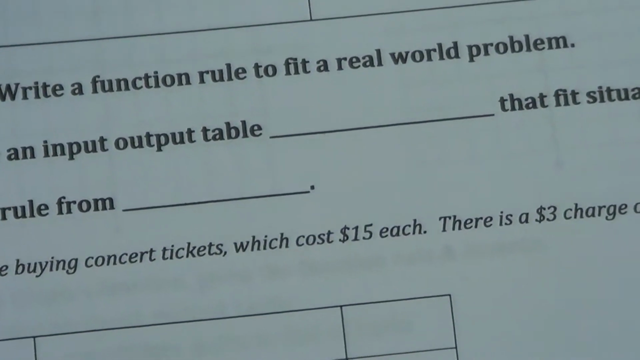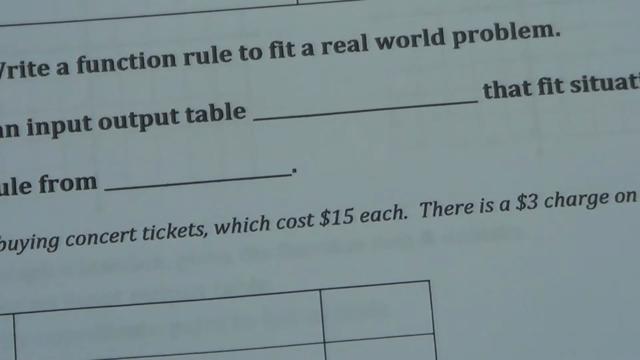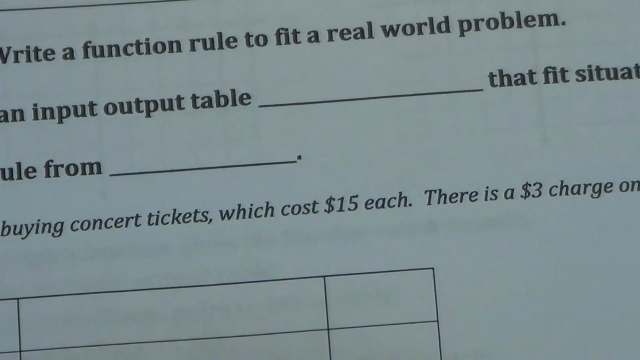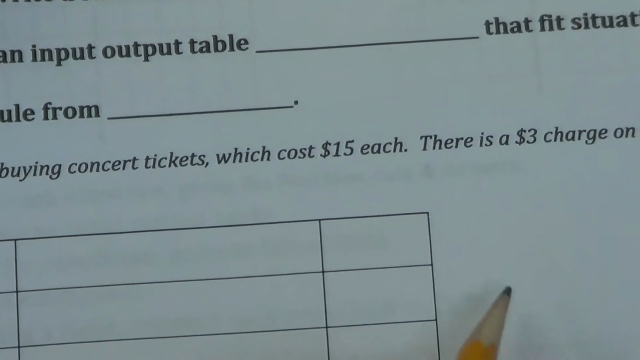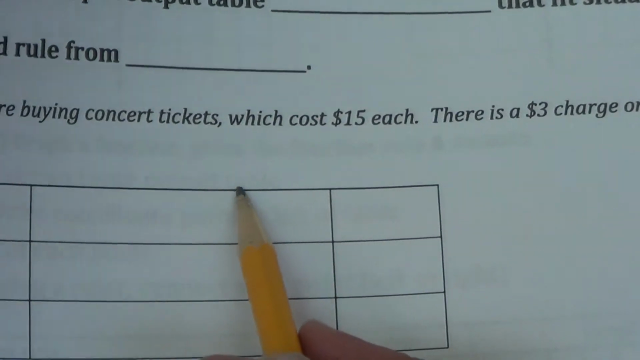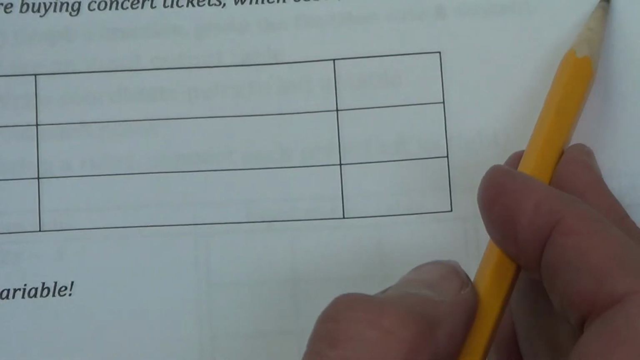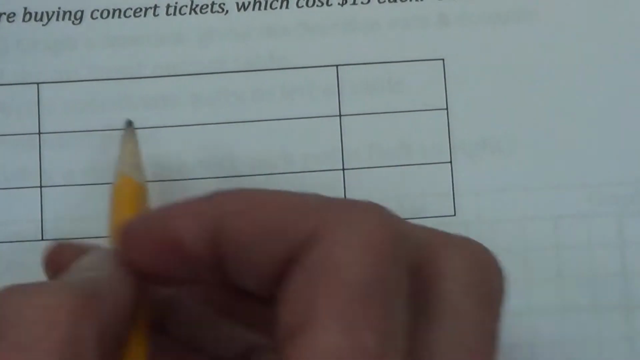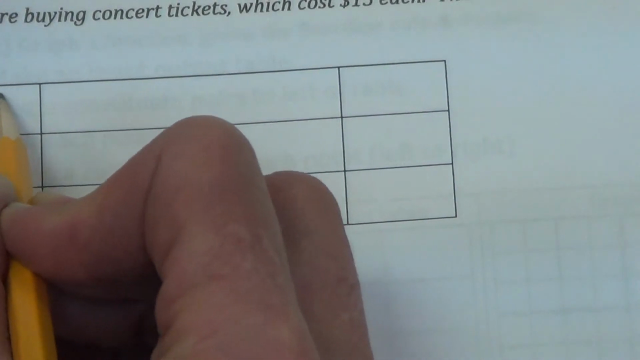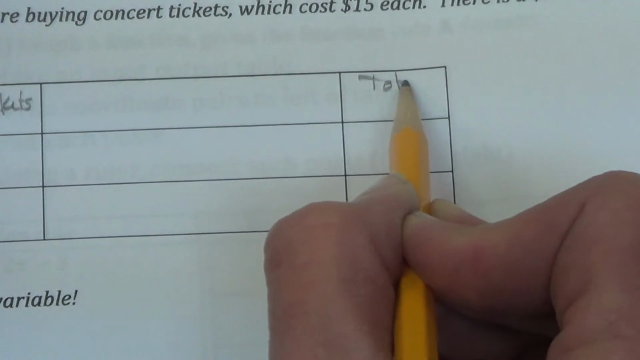Okay, example number 5. Make an input-output table that fits the situation and find the rule from it. You guys actually have real good street smarts on this, so we're going to just pretend that this is happening. We're buying concert tickets that cost $15 each. There's a $3 charge on every order. So let's make this number of tickets. And this is our total cost.